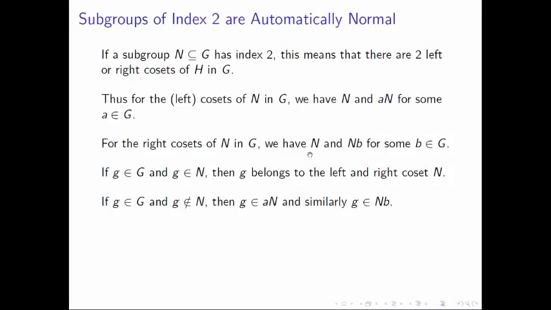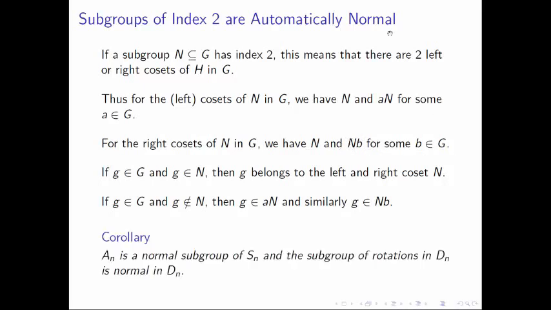Similarly, for the right cosets, it doesn't belong to N, so that element g has to belong to this right coset Nb. This proves that this set, aN, has all the same elements of G as this set, Nb, proving that these 2 things are equal, and these 2 things are equal. So left and right cosets are equal, it has to be a normal subgroup.